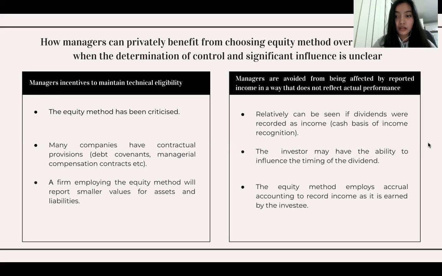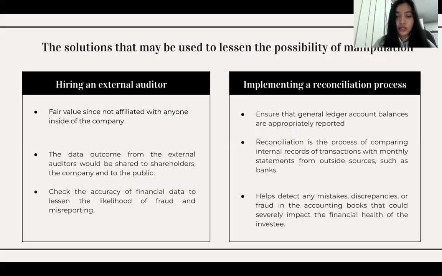Therefore, in reflecting the close relationship between the investor and investee, the equity method employs accrual accounting to record income as it is earned by the investee. The investment account is increased for the investee's earned income and decreased as the income is distributed. From the investor's view, the decrease in the investment asset is offset by an increase in the asset cash. Next, we have Haziq who will be sharing about conjecture several mechanisms or solutions that could be implemented to mitigate the potential manipulation.